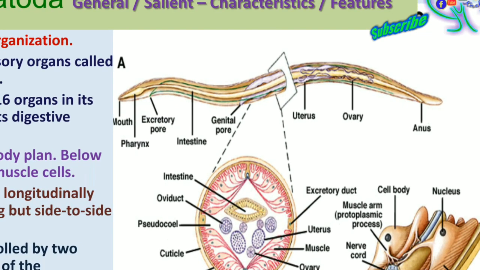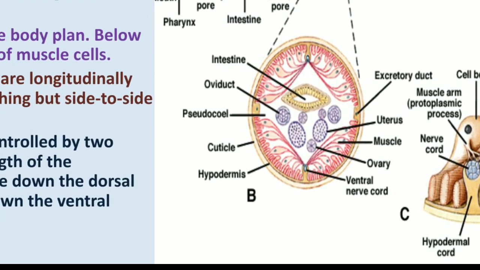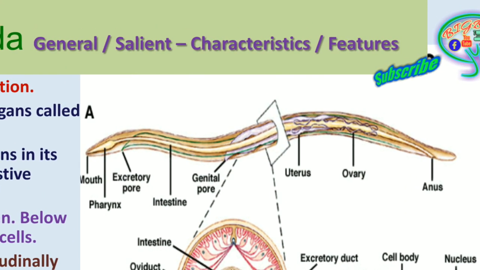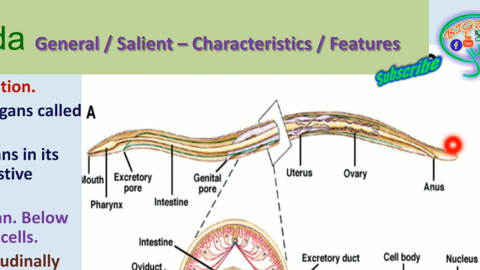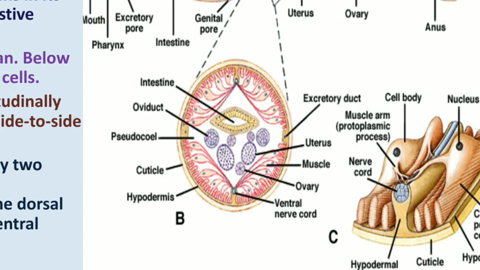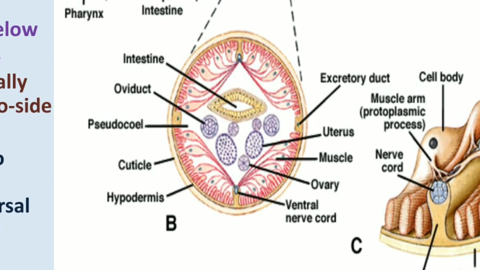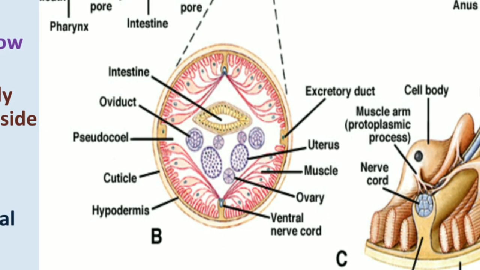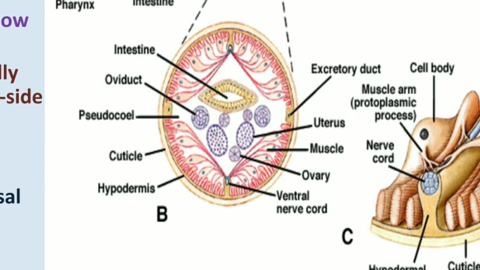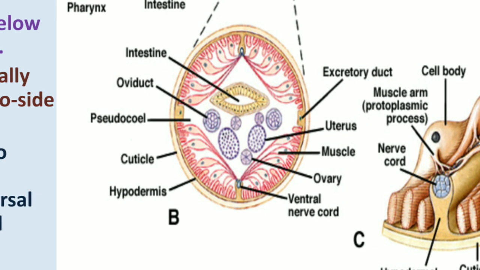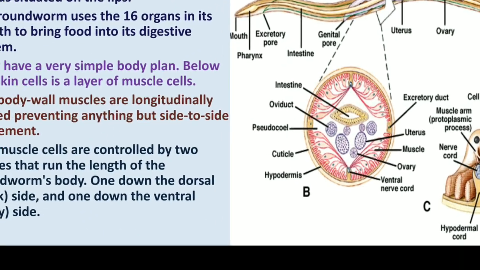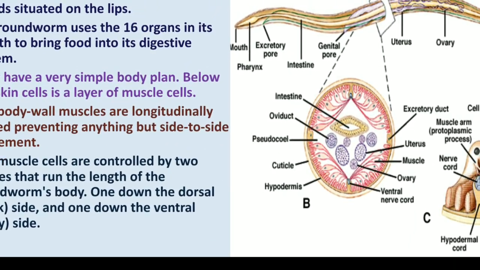Now here you can see this is the organism. Now from there we are going to take the cross section. As the organism is a round one, the cross section will appear like this, a round structure. As in the earlier slide we discussed where the epidermis, mesoderm and endoderm are. Now we will discuss the body cavity as it has been explained here.